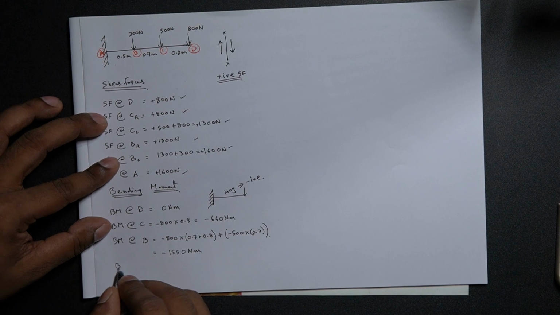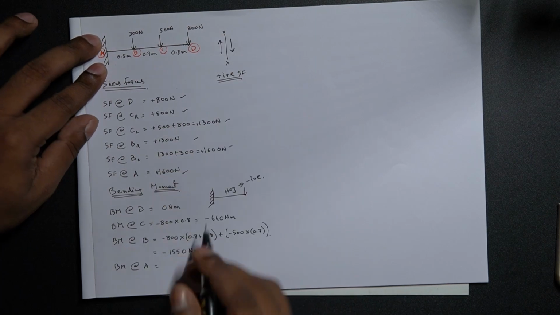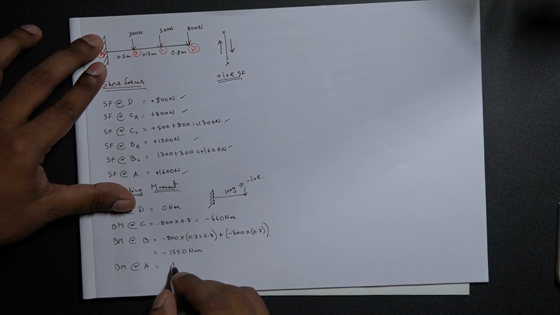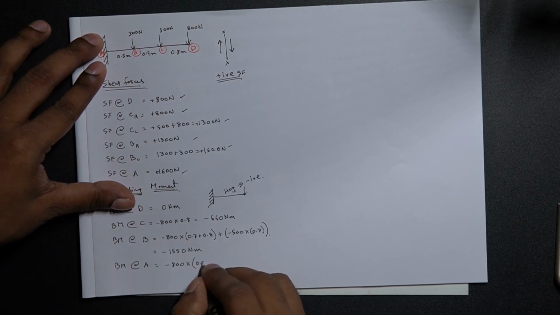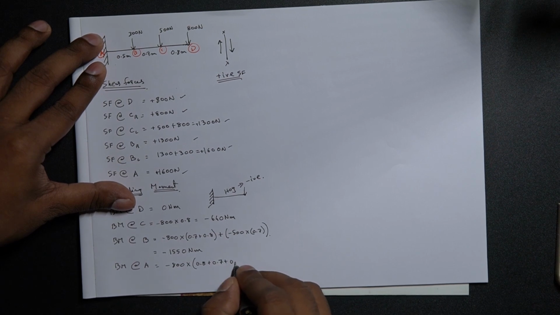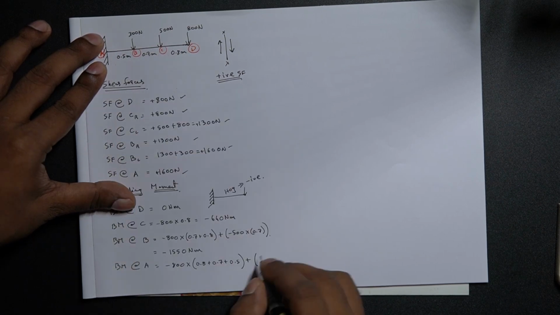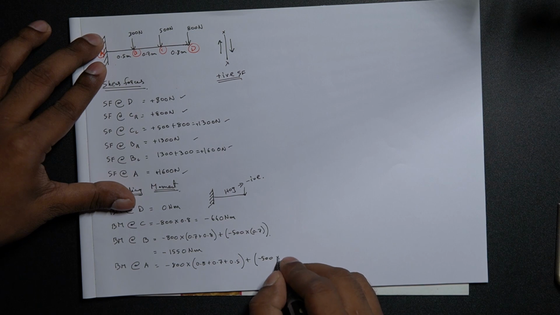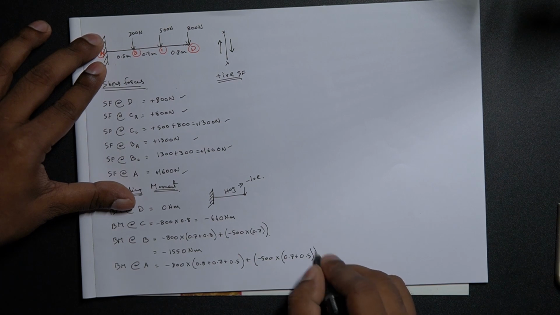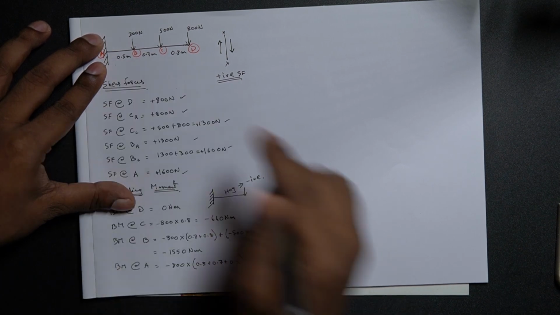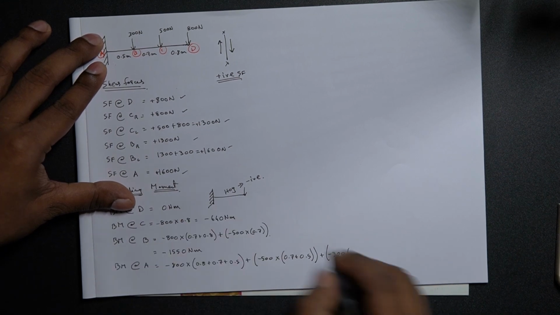Moving on, lastly, bending moment at point A. I'll just directly put the values here. 800 times the total lever arm length, so minus 800 into 0.8 plus 0.7 plus 0.5, I think that totals to 2, plus into minus 500 times 0.7 plus 0.5, plus minus 300 into 0.5.